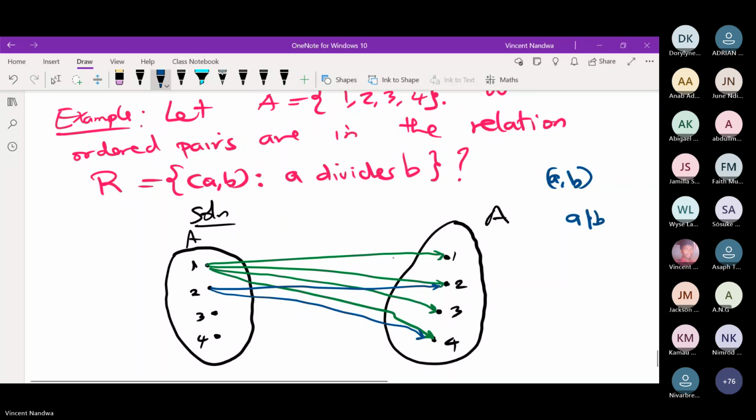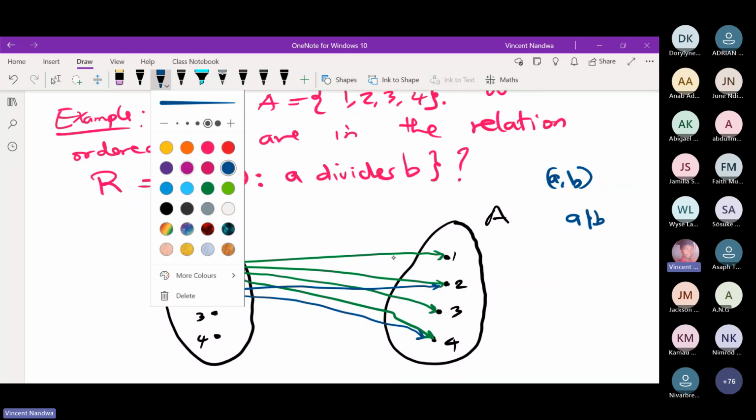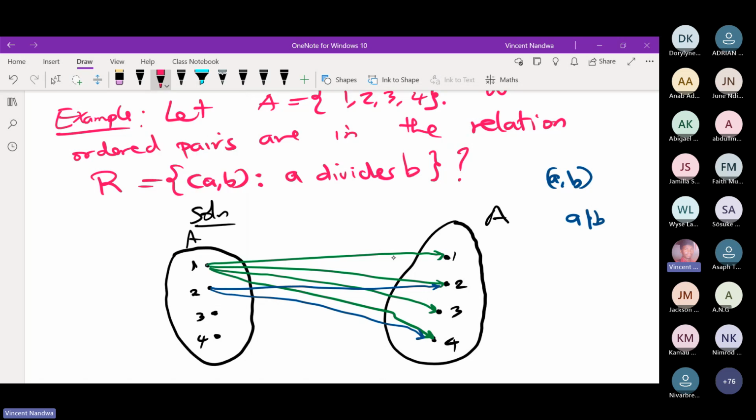Good. Then we go to element 3. Can 3 divide 1? No. Can 3 divide 2? No. Can 3 divide 3? Yes, so you draw an arrow from 3 to 3. So I'll have element (3, 3). Can 3 divide 4?